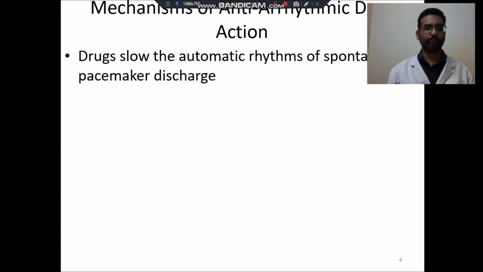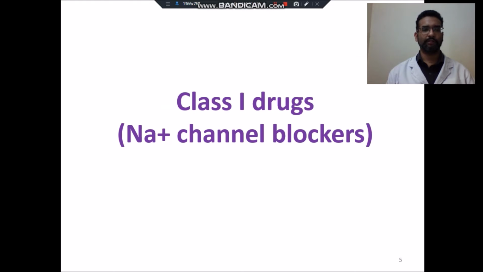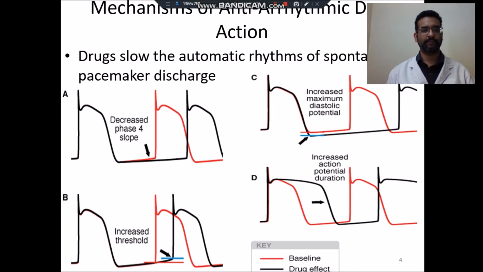Now, before actually proceeding to the classes, I'll tell you a brief overview about how the antiarrhythmic drugs actually act on the heart and control the heart rate. So, these are the four mechanisms. Firstly, the decreasing of the phase 4 slope.